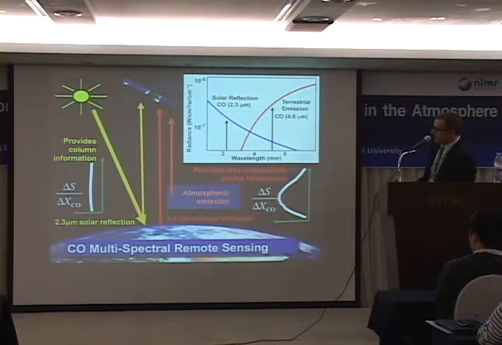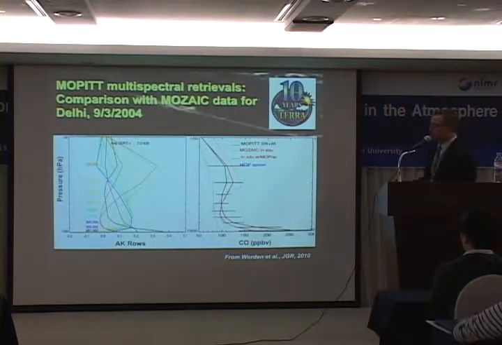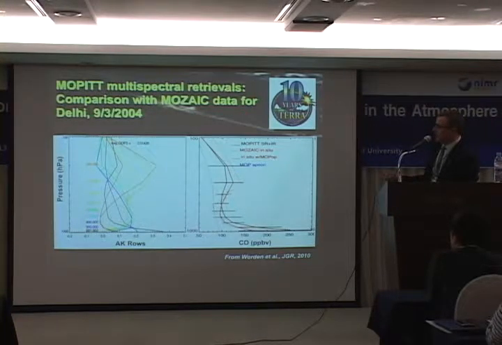And so what it would mean, theoretically, is if we retrieved a partial column of the carbon monoxide using this measurement over this region, and we subtract it from a total column measurement in this region, we would be left with some information about what was happening close to the surface. And this is, in fact, what happens. I've come back to showing you some averaging kernels, and this is showing some multispectral retrieval averaging kernels and some comparison with MOZAIC aircraft data. This is MOPITT retrievals compared to the aircraft data.